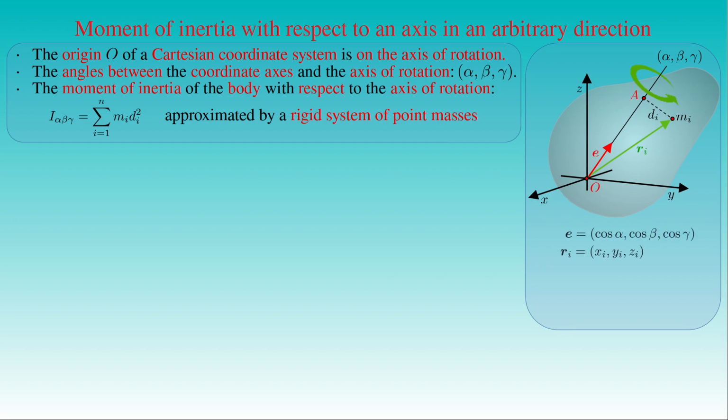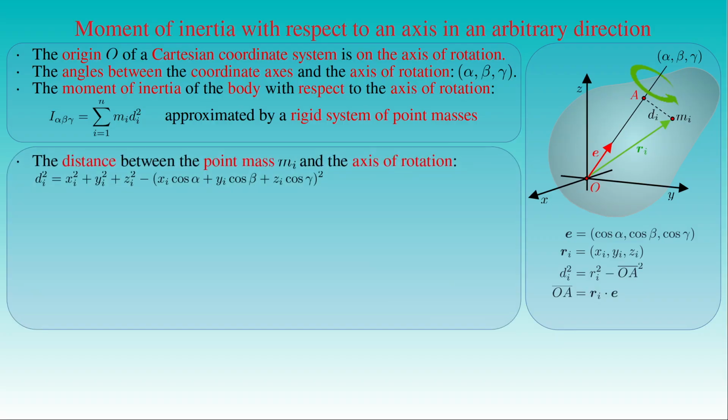If the point A denotes the projection of the position of the point mass mi onto the axis of rotation, the square of the distance di can be written as the square of the length of the position vector ri minus the square of the distance between the origin O and the point A. Because the distance between the points A and O is given by the scalar product of the position vector ri and the unit vector E, the square of the distance di between the point mass mi and the axis of rotation can be written as the sum of the squares of the components of the position vector, that is xi squared plus yi squared plus zi squared, minus the square of the scalar product of the two vectors written in terms of the coordinates of the vectors, that is the square of the quantity xi times cosine alpha plus yi times cosine beta plus zi times cosine gamma.